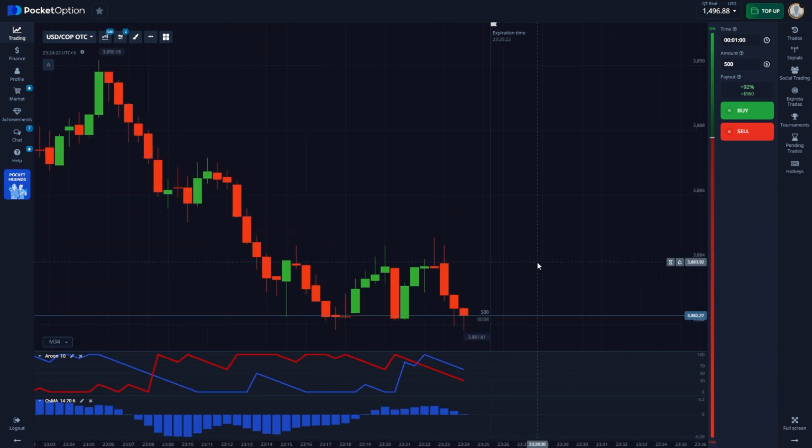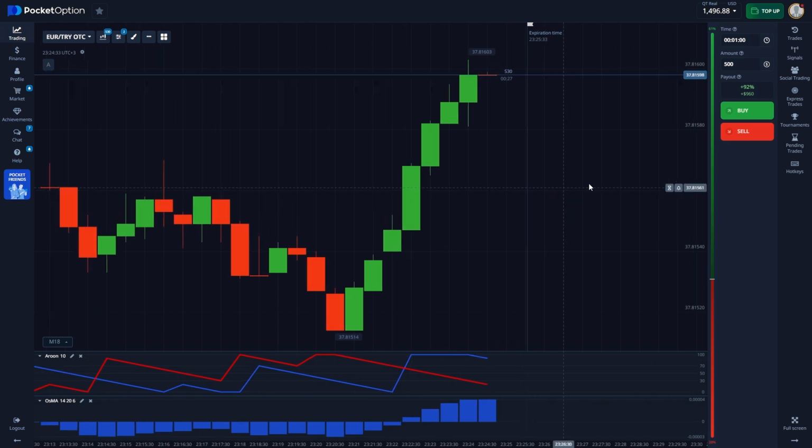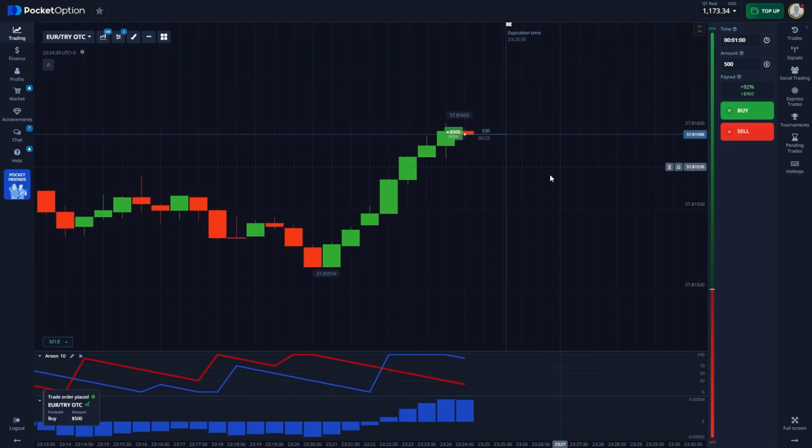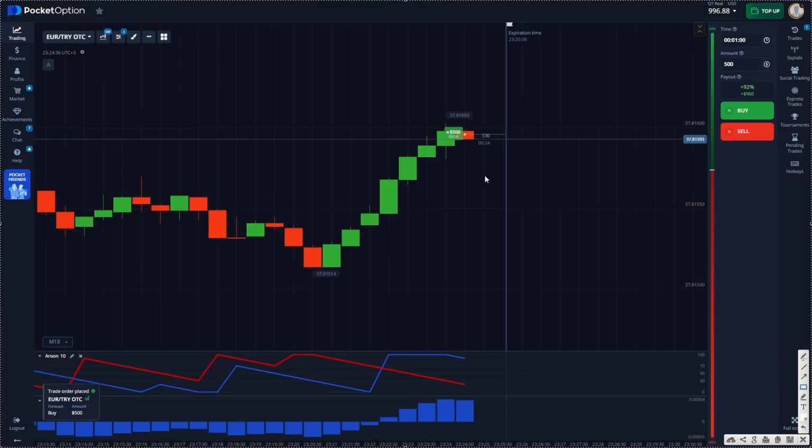Now let's move on to the trading session. So the first currency pair is Euro Turkish Lira OTC for 1 minute with $500. I'm opening a buy position. Let me explain the entry logic to you. Why did I open an upward trade here?